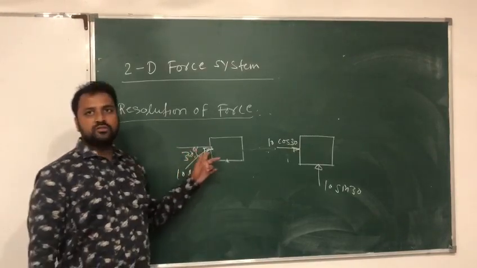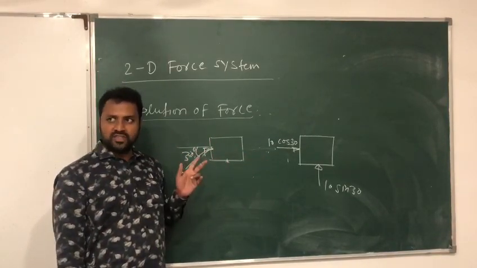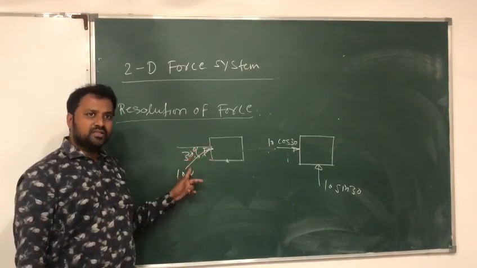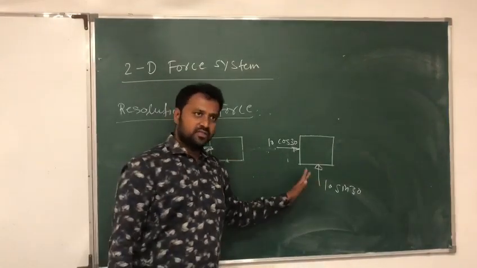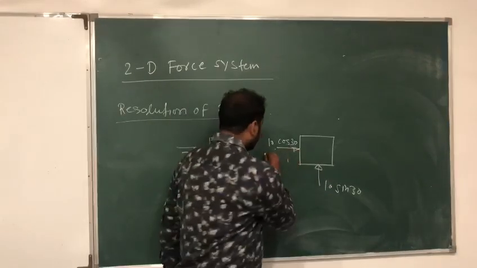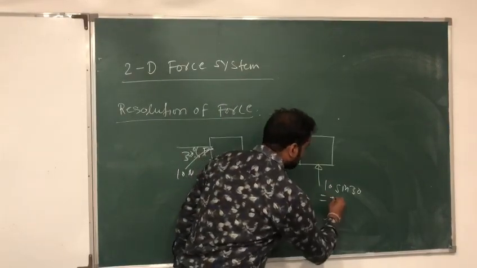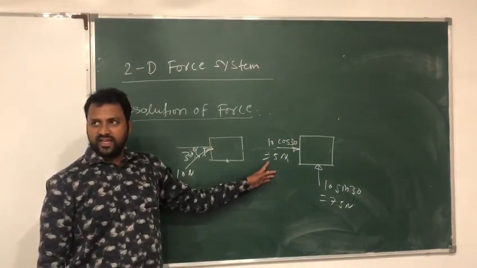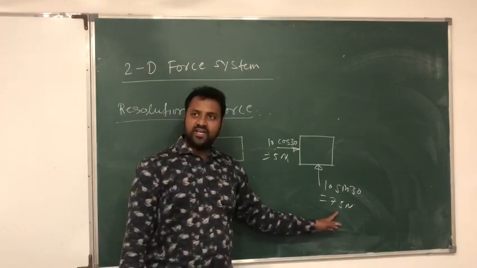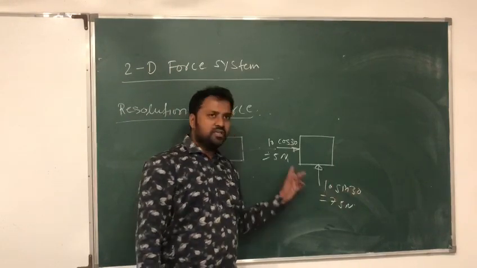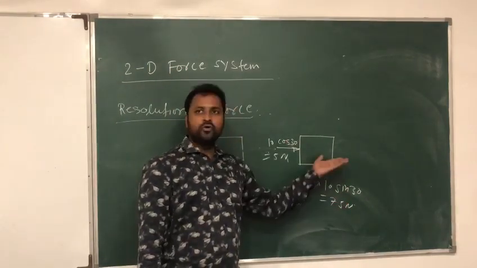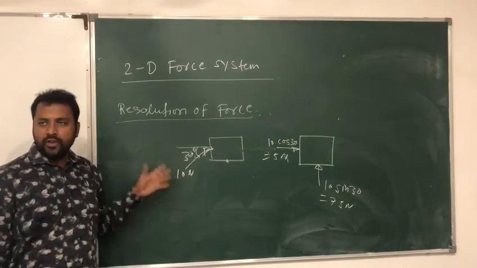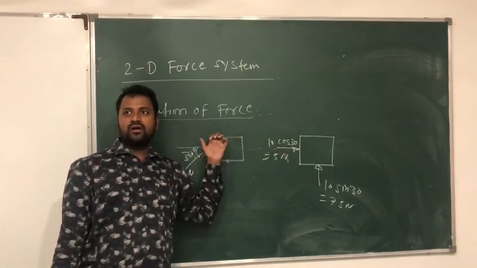So there are some rules for the resolution of force. The first rule is that the component along the axis which makes the angle is always cos, remaining will be sin. After calculation, suppose this comes to 5 Newton, and suppose this is 7.5 Newton. The force acting along the x direction is 5 Newton and along the y direction is 7.5 Newton. From this we come to the conclusion that the body will move along the y direction. But before, we could not predict whether the body moves along the x direction or along the y direction.